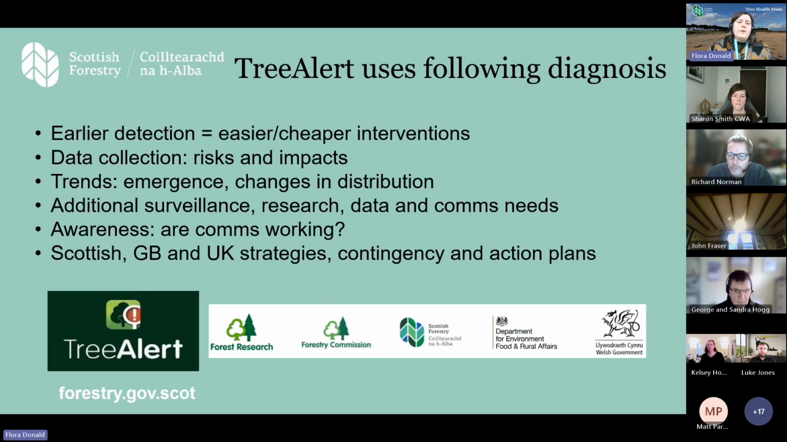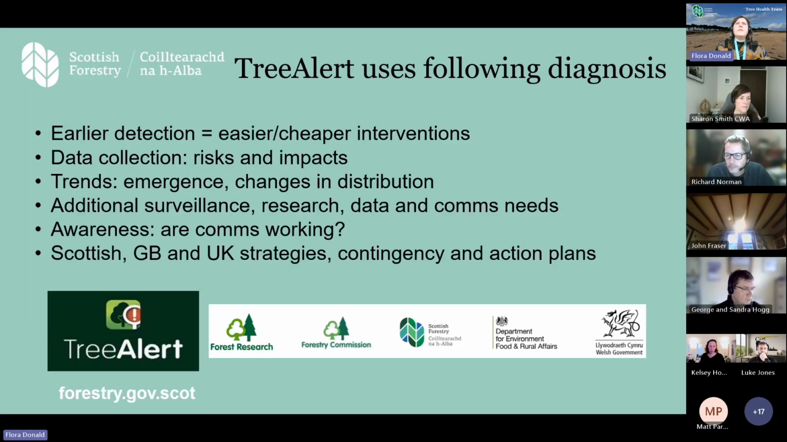So just to finish up, I'll go back to where we started, about Tree Alert. We don't just use Tree Alert to get a diagnosis and then forget about it. All of the data is collated and reported back to us in various different ways. The aim of Tree Alert is really earlier detection. The earlier we can find a pest or disease, the easier and cheaper it is to intervene and to stop it causing further problems. But Tree Alert is also used to understand the risks posed by different pests or diseases, whether they're regulated or not, and the impacts.